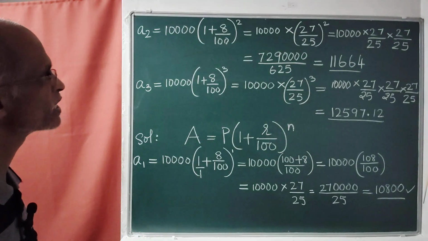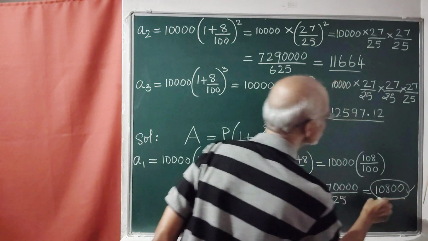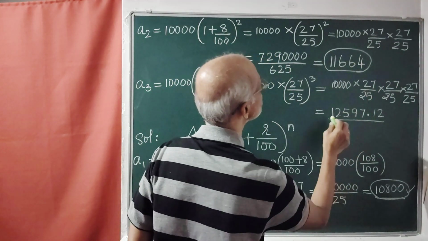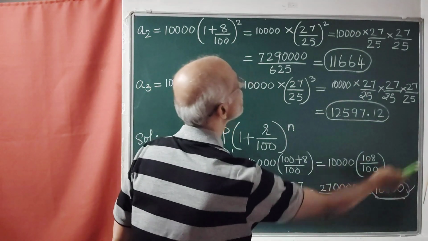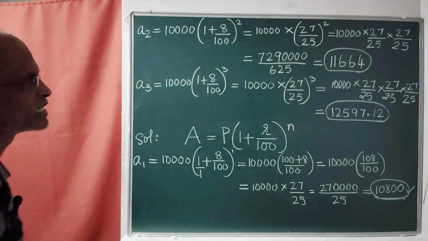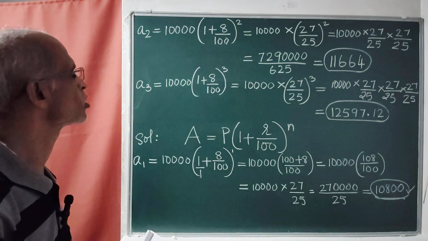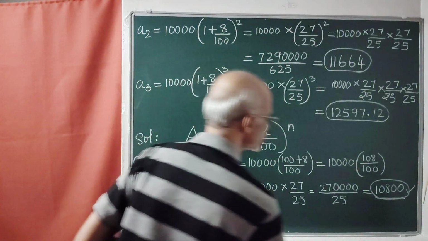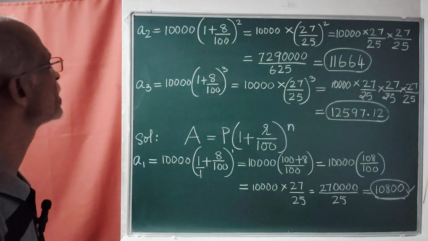So there are 3 amounts with us. This is the amount after 1 year, this is the amount after 2 years, this is the amount after 3 years. Now we have to check whether these numbers make an AP or not. We have to check for the difference between them. If there is a common difference, they make an AP. If not, they don't make an AP.